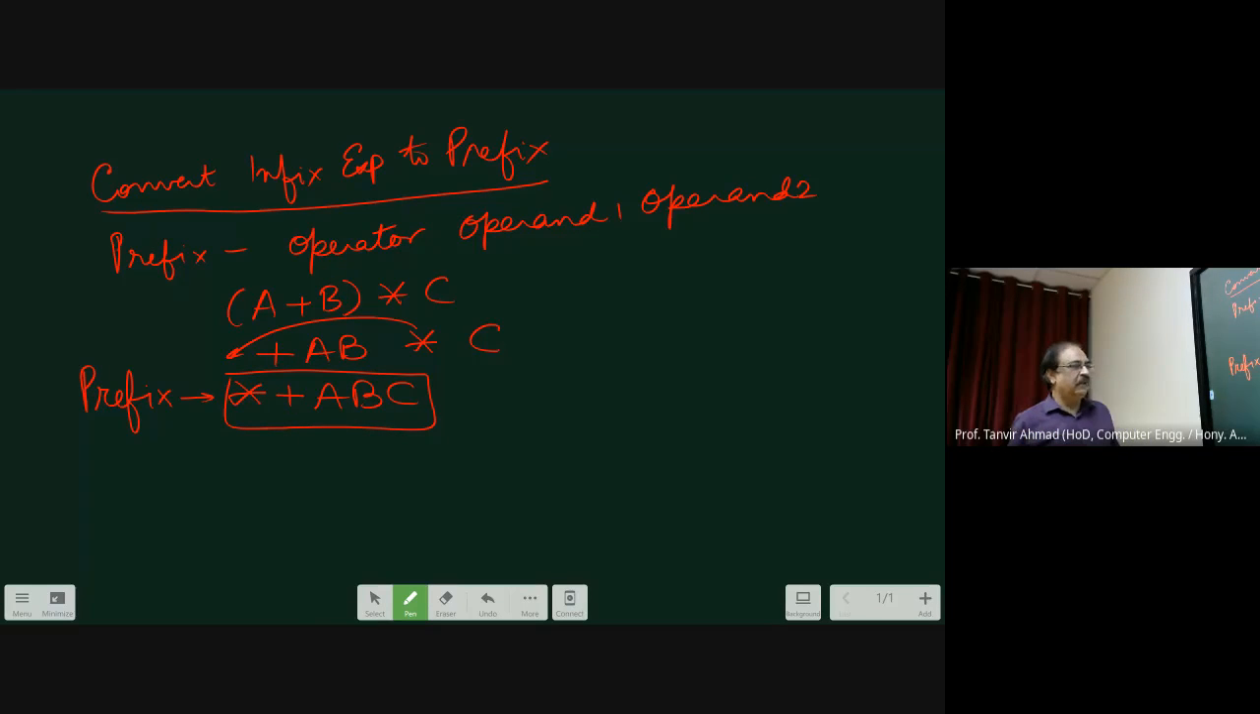Now let us try to develop an algorithm for this. Once we start with the data structure labs, after some time we'll be able to write the program for this in C or C++ language. Now let us find the algo. Prefix. Infix.